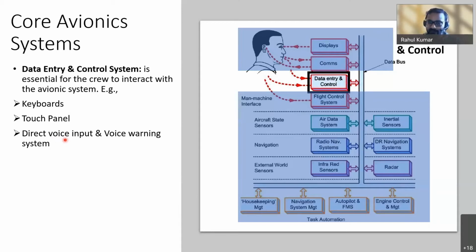Obviously everyone has a different accent and voice, so direct voice input is not very common, but such a system is also available. And voice warning systems are also there. Along with the visual display, you would also hear some voice or some warning, something like the example I was giving, pull up, pull up. That sound or voice warning is given by the voice warning system.